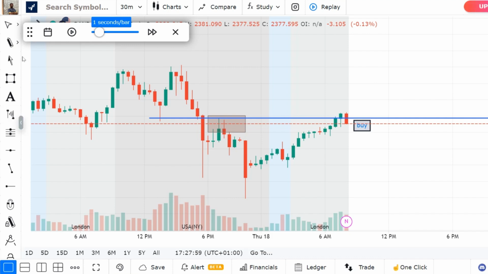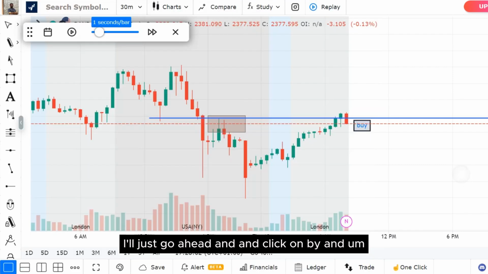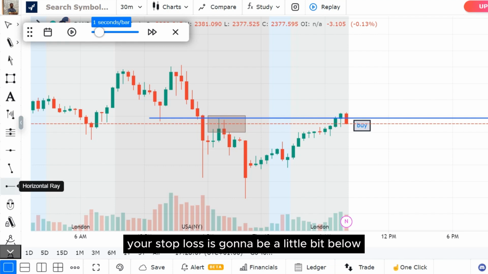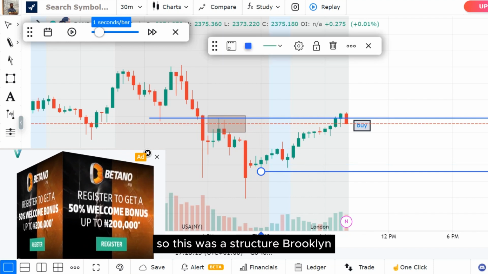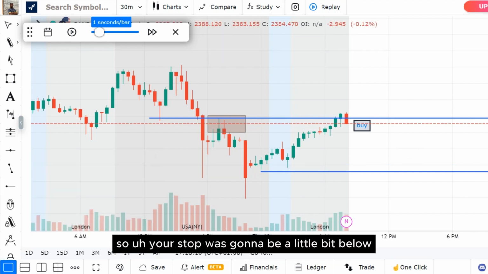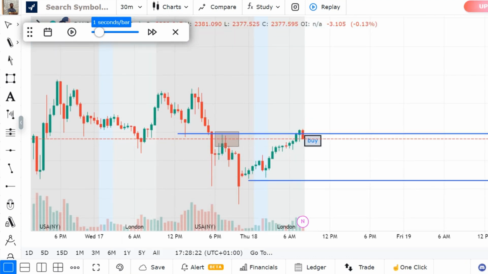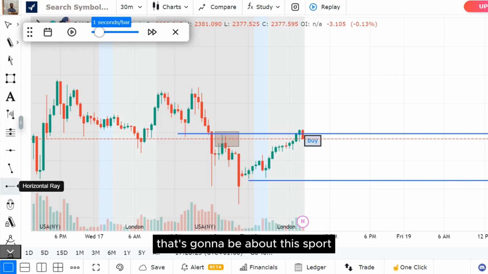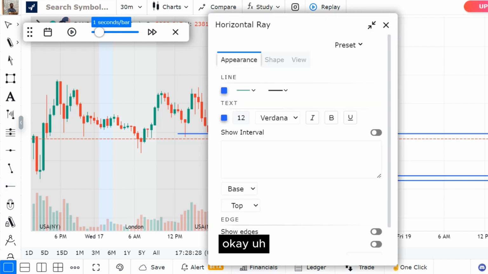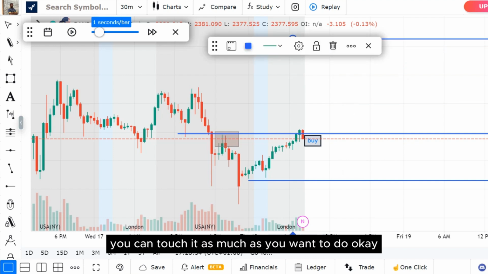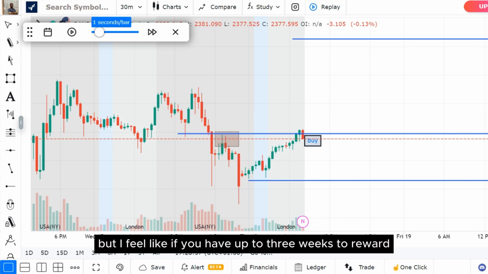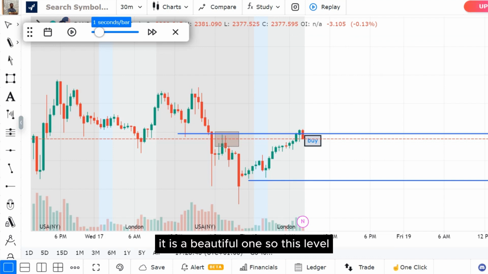So I'll just go ahead and click on buy, and your stop loss is gonna be a little bit below the structure that was broken, which was this, okay? So this was the structure broken. This was below the structure broken. So your stop loss is going to be a little bit below. And then you're going to target about 3 risk to reward. And that's going to be about this spot. Okay. That's going to be about this spot. You can target as much as you want to do. Okay. But I feel like if you have up to 3 risks to reward, it is a beautiful one.